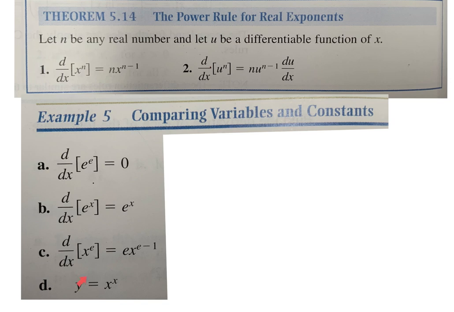And so like this first one, e to the e power, that would be like saying the derivative of 3 to the third power. That's just a constant. And so the derivative of any constant is 0. We're done. There was no variable in here. So the derivative of a number is just 0.